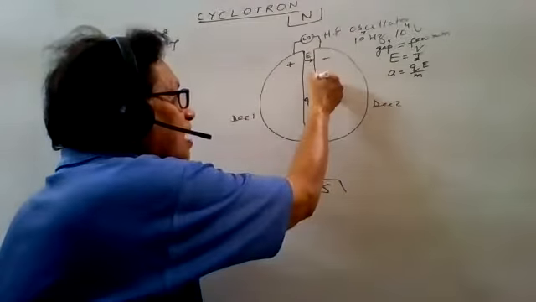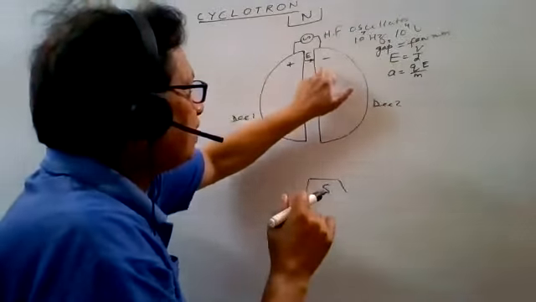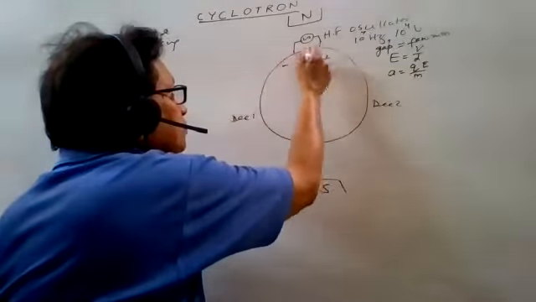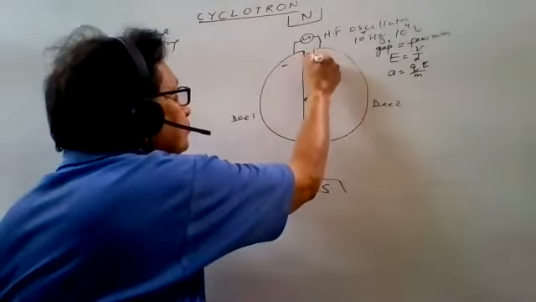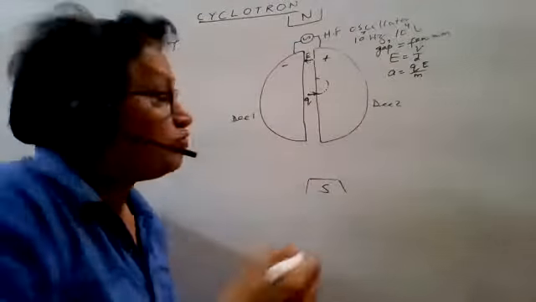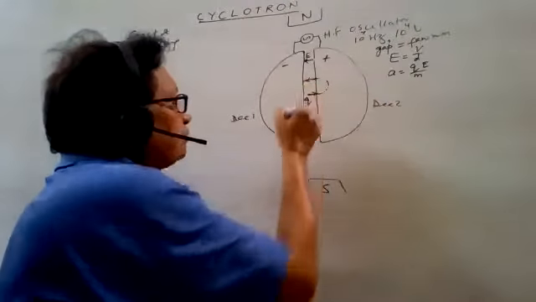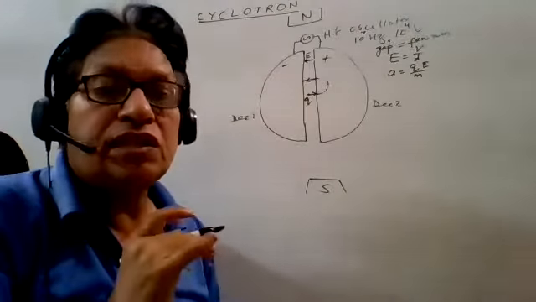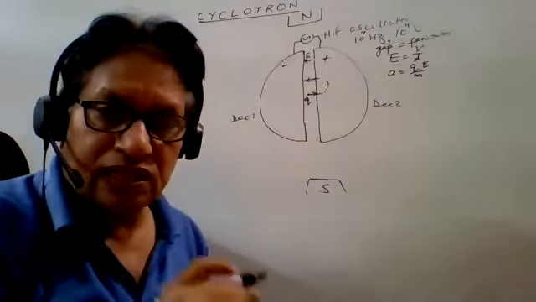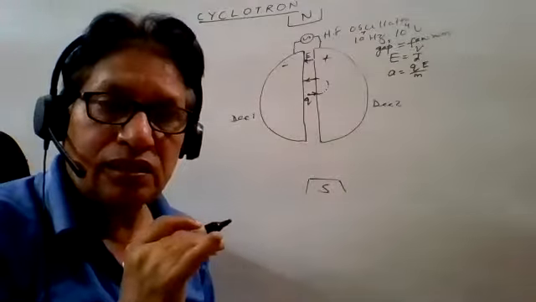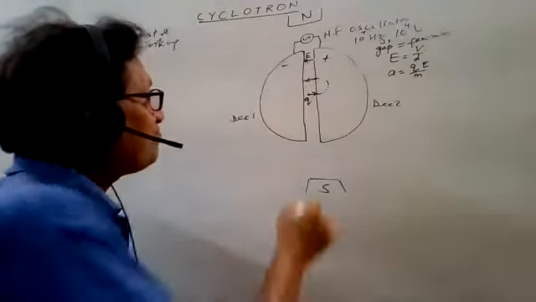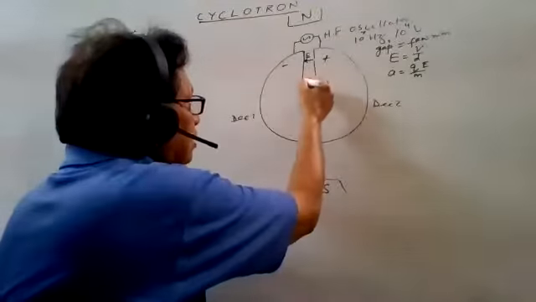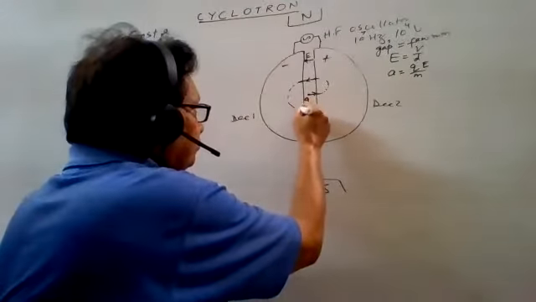Like this. As it comes here, the direction of the electrical field changes from positive to negative, because this is AC. So what happens here also? It moves with acceleration again. It means in one cycle there are two times the electrical field increases the speed and kinetic energy. As it enters D2, it again moves in circular motion because of the magnetic field here.